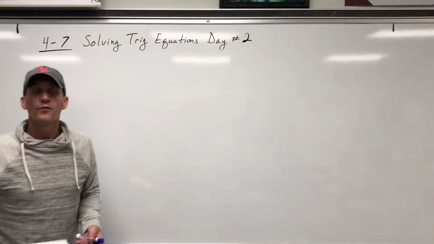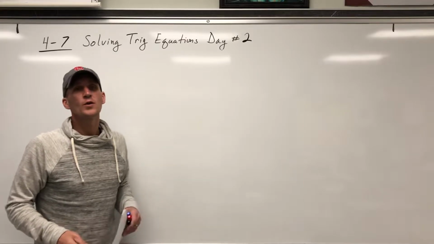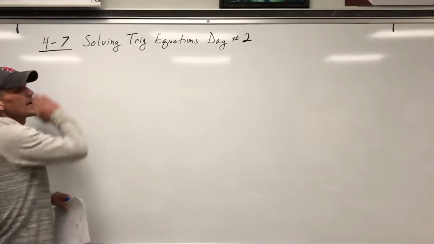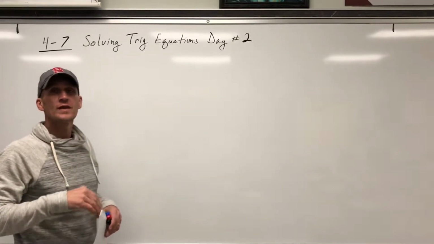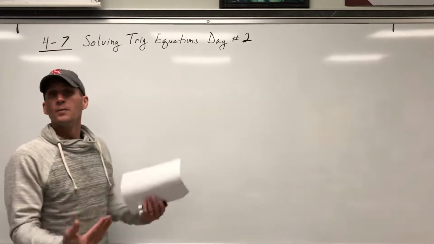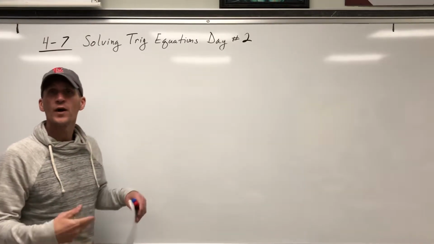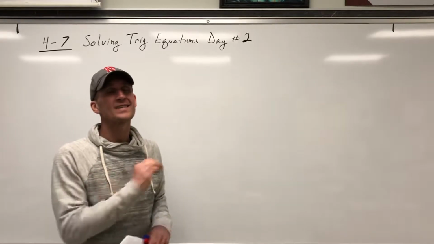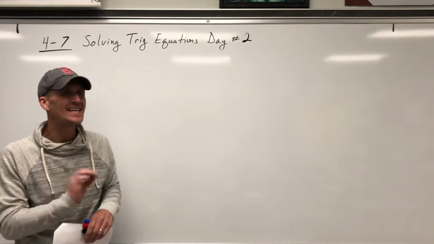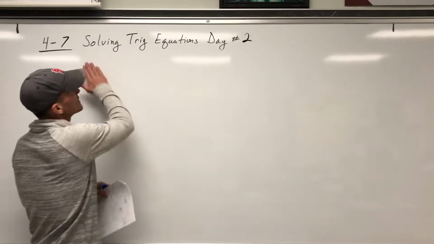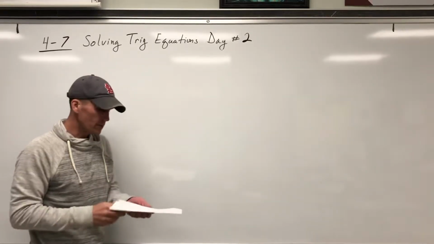Hey everybody, we're back for day 2 of solving trig equations. So the date is 4-7. Make sure that you take out a brand new sheet of paper. Put 4-7 at the top of it. Try to stay organized with the dates. That's how we're going to stay organized now, is dates. Okay? But we're going to do the second day of solving trig equations.